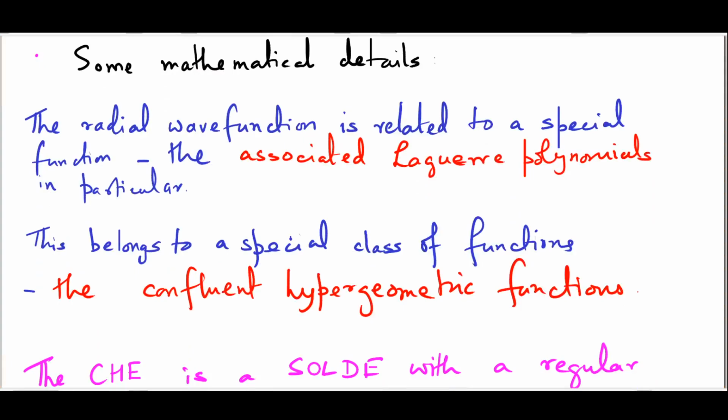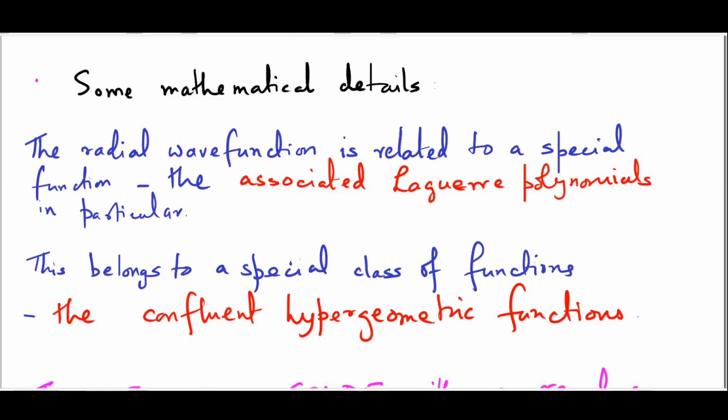So, first, let me point out that the radial wave function for this particular problem is related to a special function, the so-called associated Laguerre polynomials. In fact, the associated Laguerre polynomials are special cases of a more general class of special functions which are of immense importance in physics. They are the so-called confluent hypergeometric functions, and these are solutions of a differential equation called the confluent hypergeometric equation.